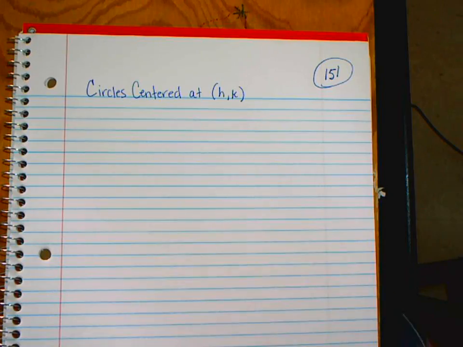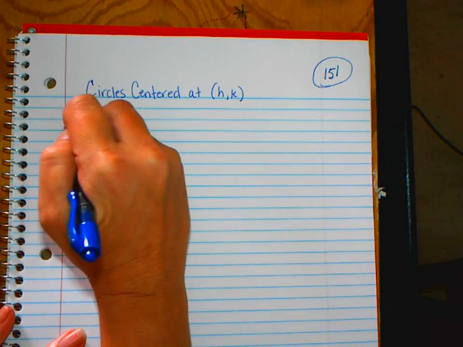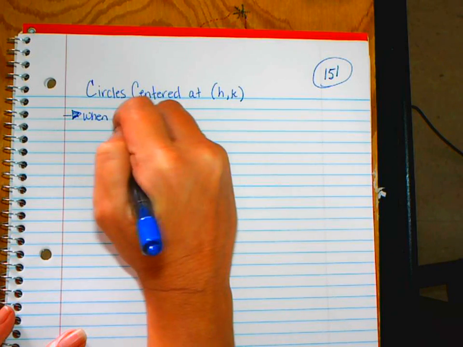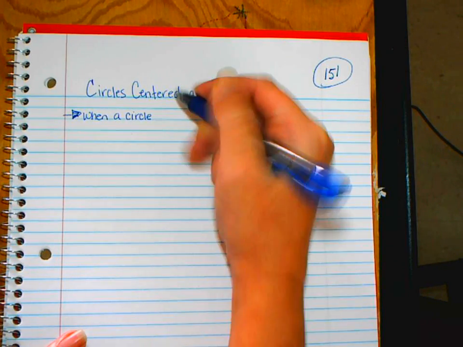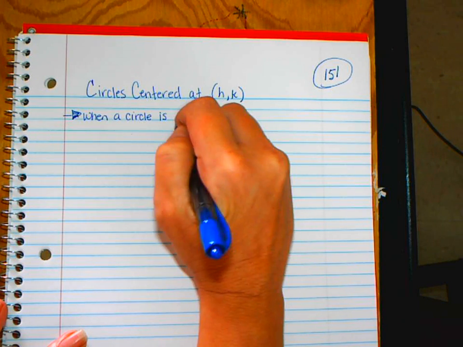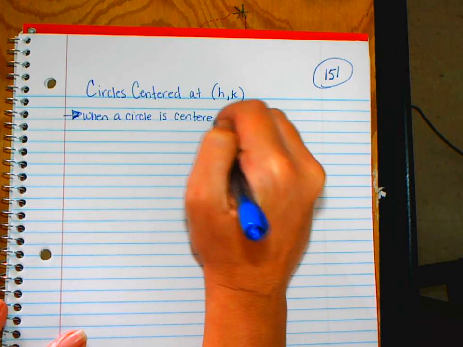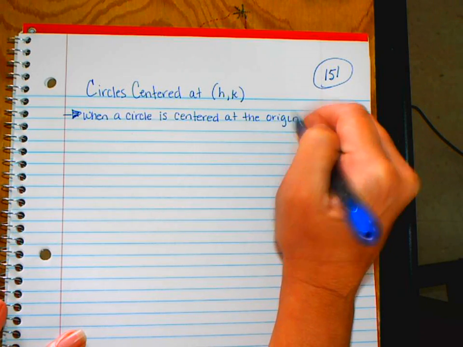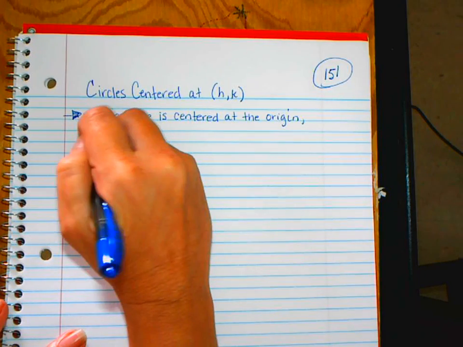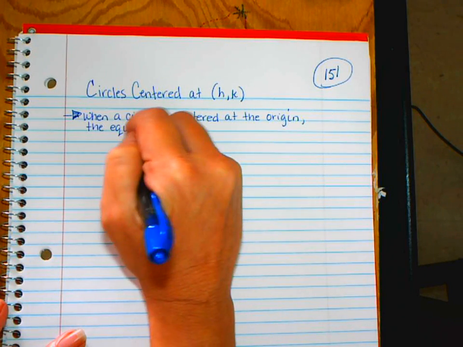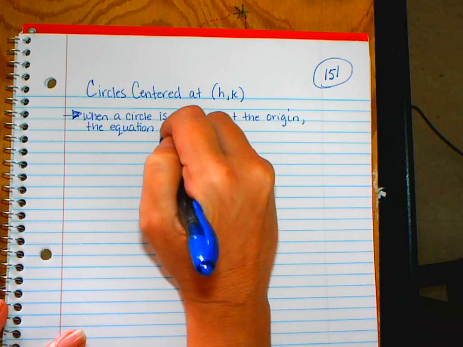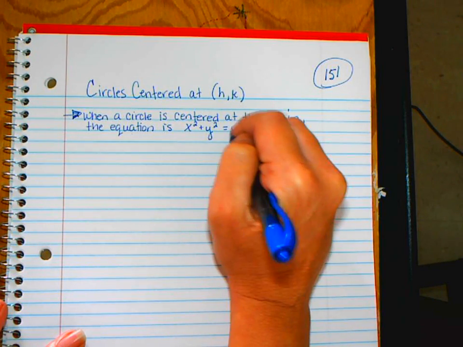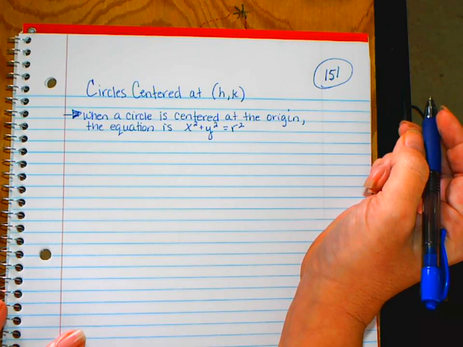All right? So, when a circle is centered at the origin, (0, 0), the equation is x squared plus y squared equals r squared. And that's what we did last class.